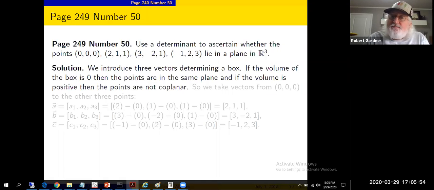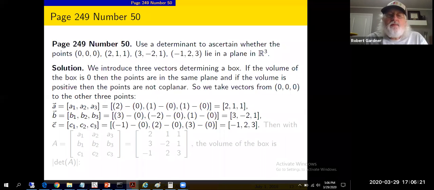Let's introduce vectors. Notice one of the points they gave us is the origin. So let's take vectors from the origin to the first point, origin to the second point, origin to the third point. That way those 4 points will give us 3 vectors. The vectors are readily interpreted as being in standard position. They could be anywhere. But take the vectors from 0, 0, 0 to each of those 3 points.